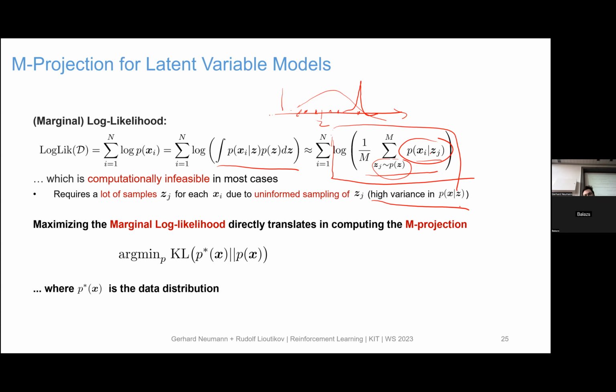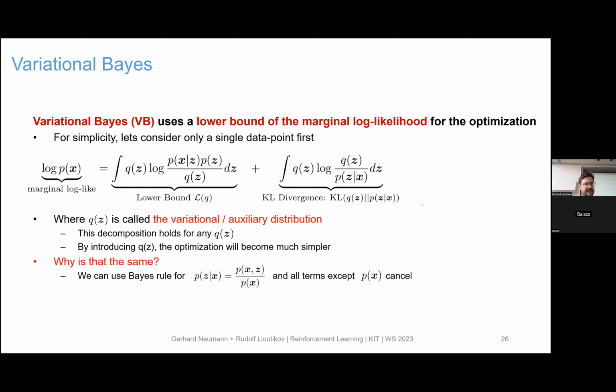And in order to fight huge variance, it always means you need very, very many samples. So the standard maximum likelihood is not a good solution for such a latent variable model. Forget about this one. So we need something better, and this is what variational Bayes is doing.